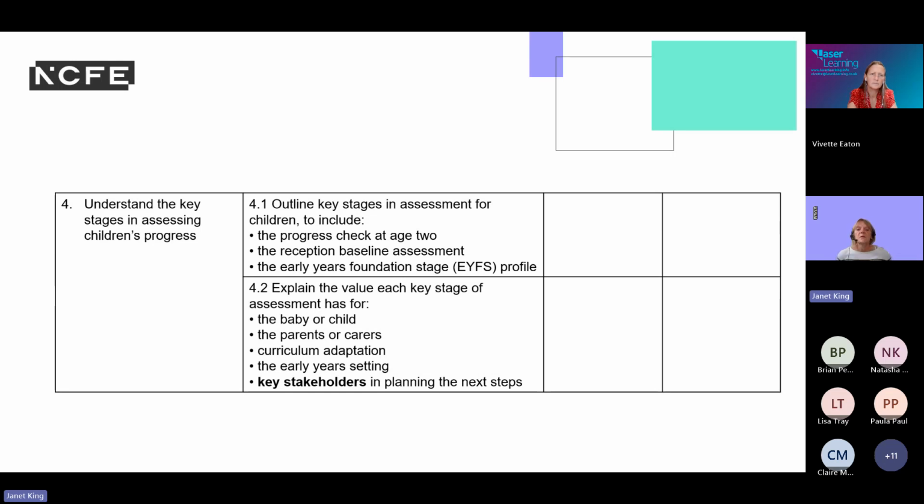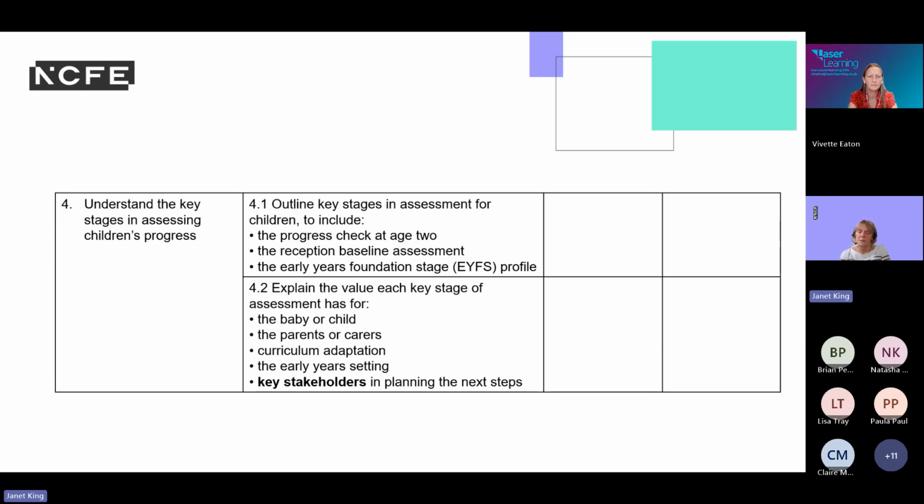And then we do need to look at those key stages in assessment where milestones are kicking in and where we are expected to make those professional judgments. So we're looking at the progress check at the age of 2. Who does that? It might be something that takes place in the nursery environment. Sometimes it's the health visitor who does that. But what's all that about, and what are we looking for, and why?